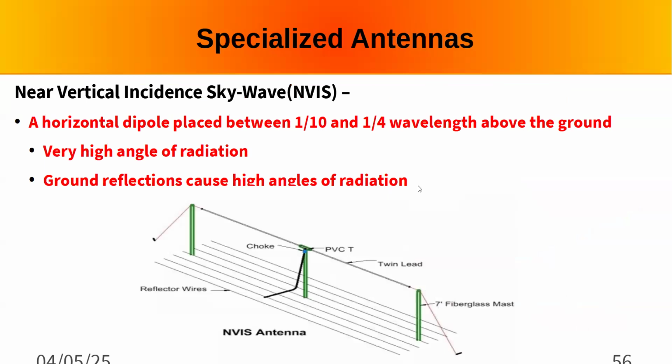Okay, NVIS, near vertical incidence skywave. If we have a horizontal dipole that's down between a tenth and a quarter wavelength, we get a very high angle of radiation. It's almost vertical, and that allows us to get extremely short hops.